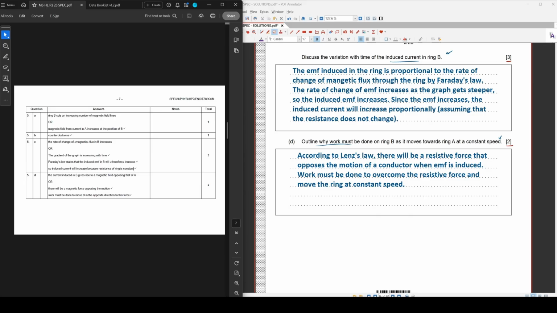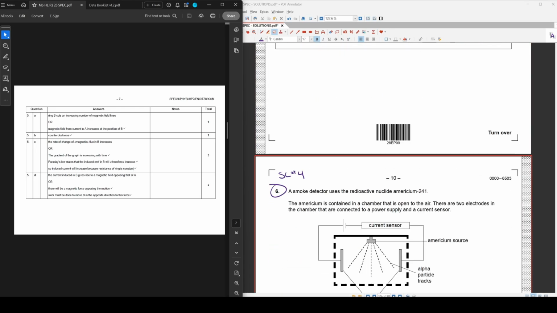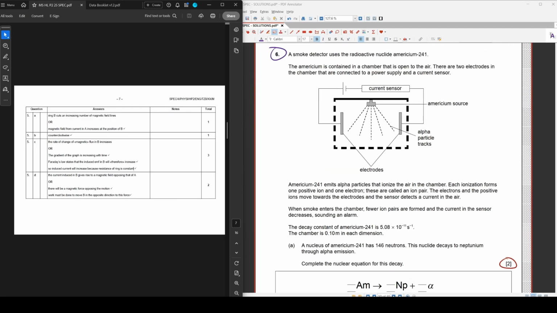Okay, all right. And then for D, here you go. There's two things you could say. You could say there's this opposing magnetic field that's created, or there's an opposing force, a resistive force. And so you've got to do work to move against that resistive force. There we go. Okay, Faraday's law is fun. Let's keep going.